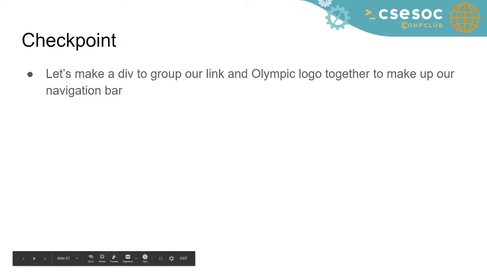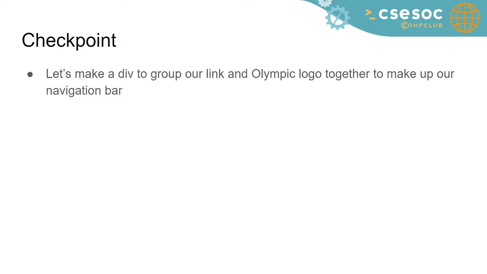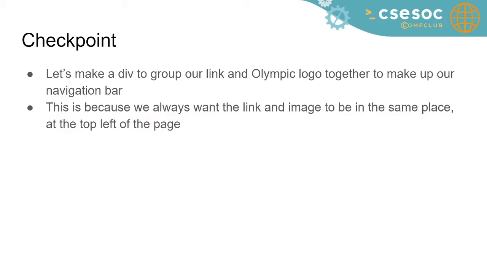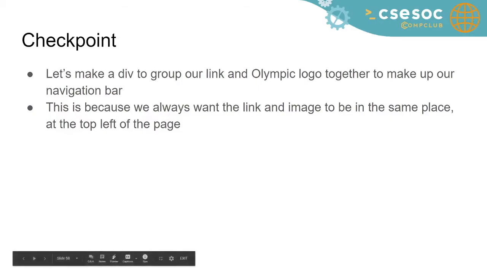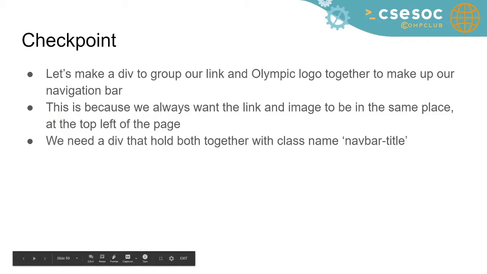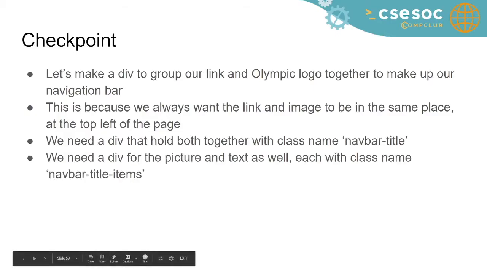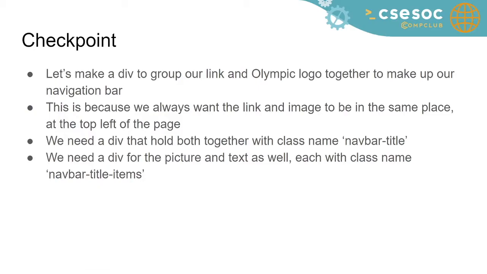So next, we'll make a div to group our link and Olympic logo together to make up our navigation bar. This is because we always want the link and image to be in the same place, at the top left of the page. We need a div that holds both together with a class name of navbar title. And we need a div for the picture and text as well, each with class name navbar title items. So this is just to get the styling for the navbar so that we can make sure it looks the same as the rest of the page. So Kenneth, you want to do the demo for this one?